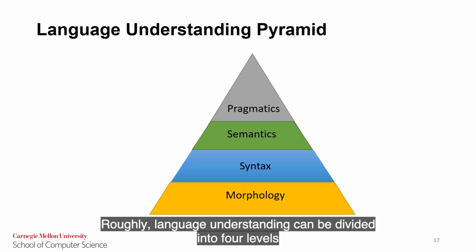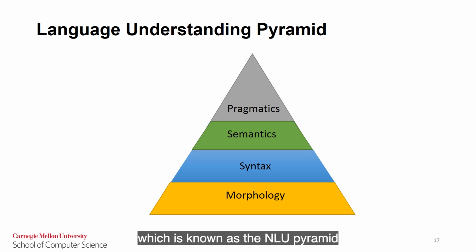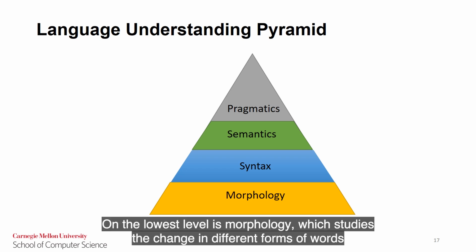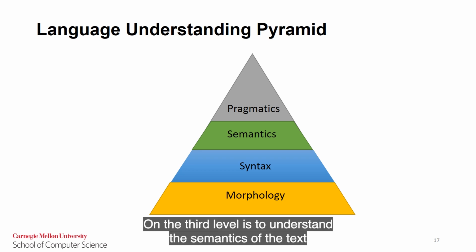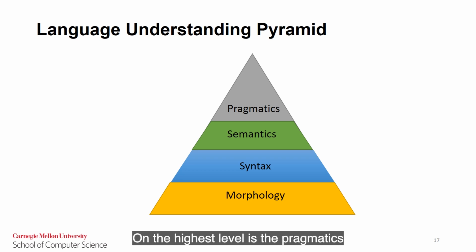Roughly, language understanding can be divided into 4 levels, which is known as the NLU pyramid. On the lowest level is morphology, which studies the change in different forms of words. On the higher level is the syntax of the sentences. On the third level is to understand the semantics of the text. On the highest level is pragmatics, the way that people use language beyond semantics.